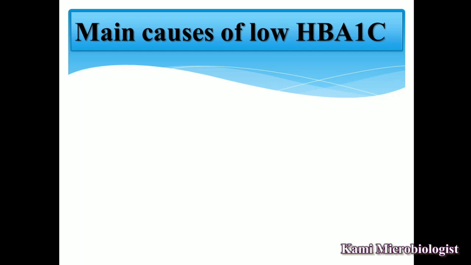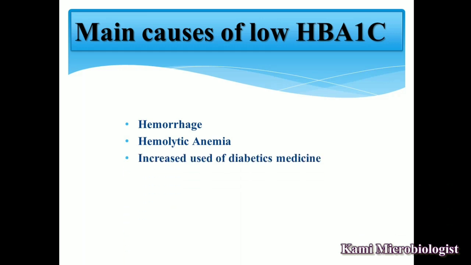Now let's see the low HbA1c causes. So the low HbA1c is due to hemorrhage. It is due to hemolytic anemia. Hemolytic anemia means when the RBCs are lysed and the HB concentration gets low, we call that hemolytic anemia.